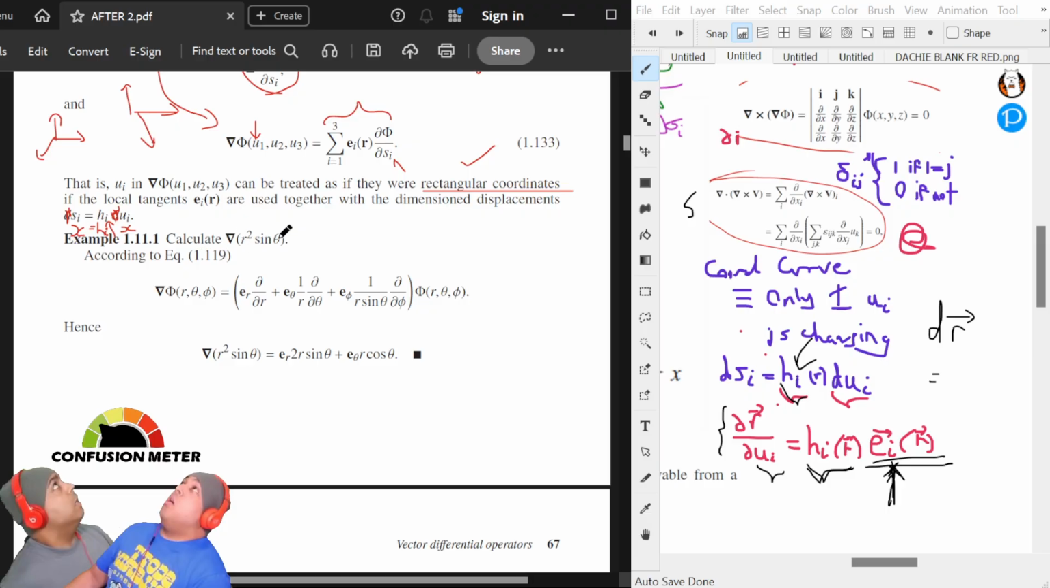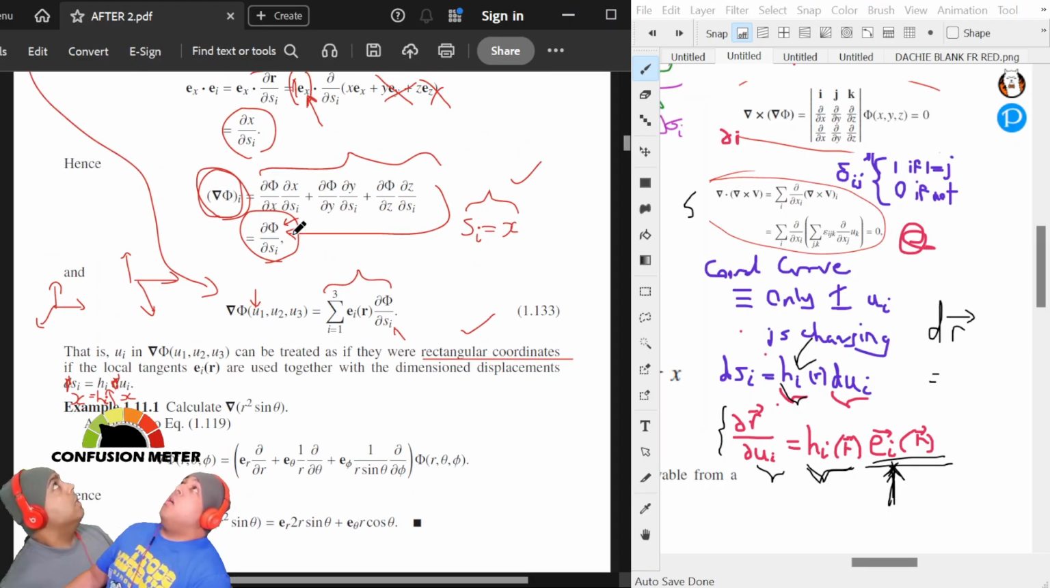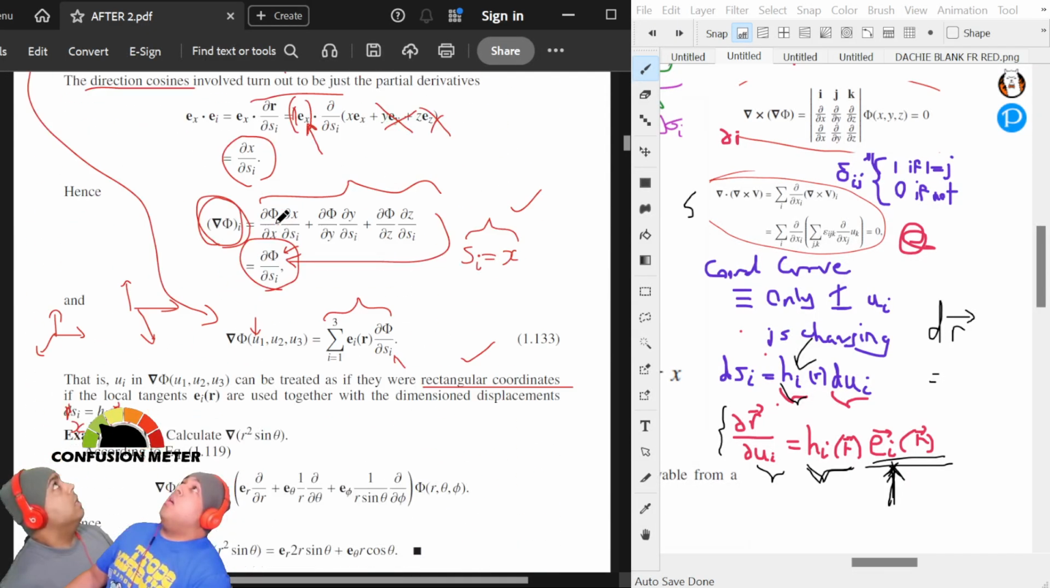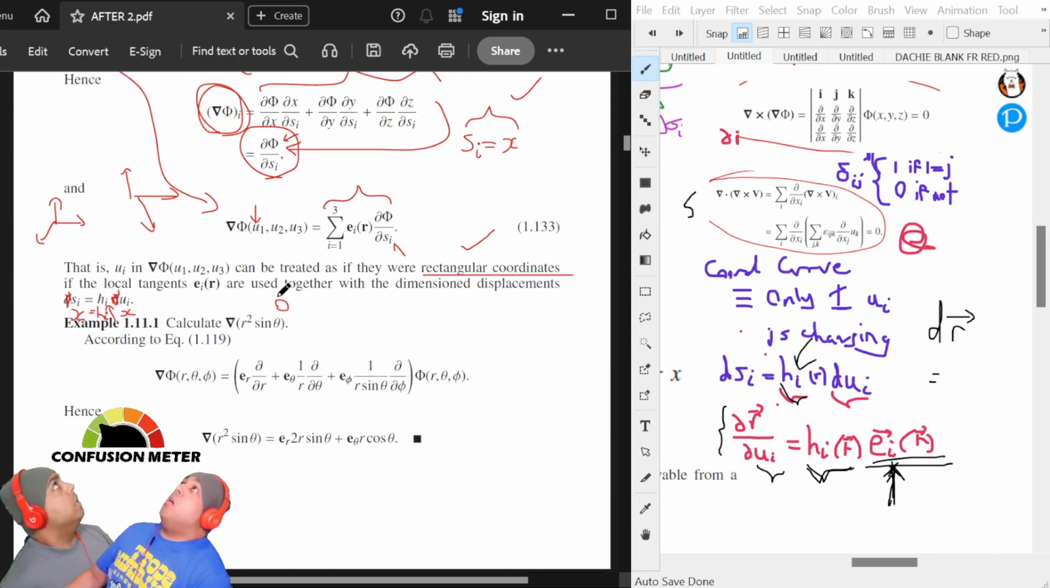Calculate the gradient of r squared sine theta. Okay, so we're treating this as if it was a scalar field, I assume. Is that a thing we can do? Yeah, but it's just spherical coordinates now because of the r and the theta. Maybe they should specify spherical coordinates. Maybe this is enough information to be like, oh, spherical coordinates.